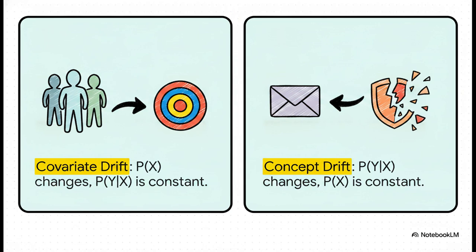On the flip side, we have concept drift. Here, the input data looks exactly the same, but the rules of the game have completely changed. Spammers figuring out how to sneak past your filters is a classic example. The features haven't changed, but what they mean has completely flipped.